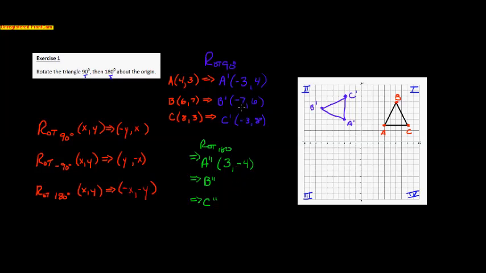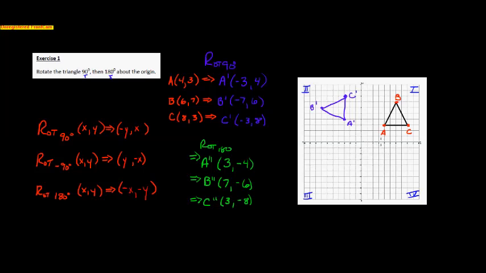Okay, point B prime is going to do a similar thing. It's going to turn the 7 positive and turn the 6 negative. Alright, and C double prime is going to turn into 3 comma negative 8. Alright, and let me quickly graph those over here.